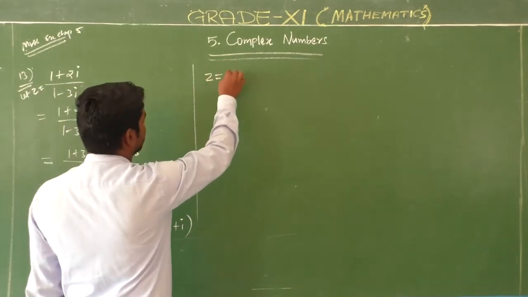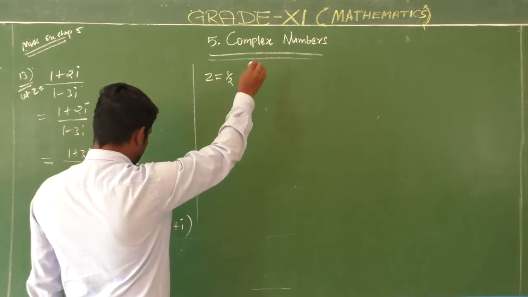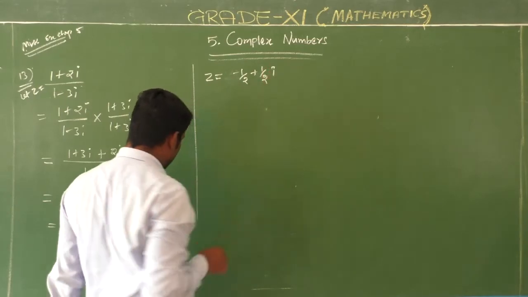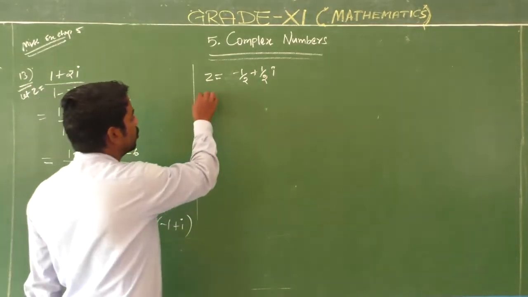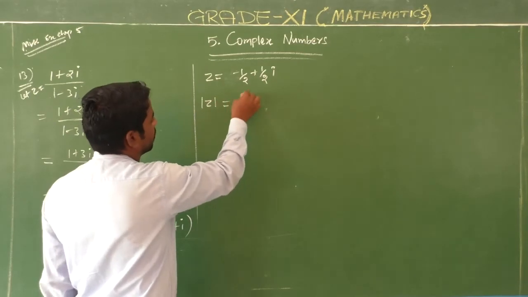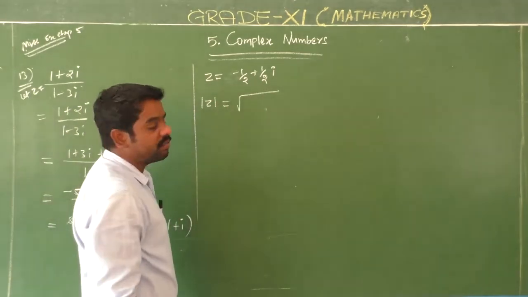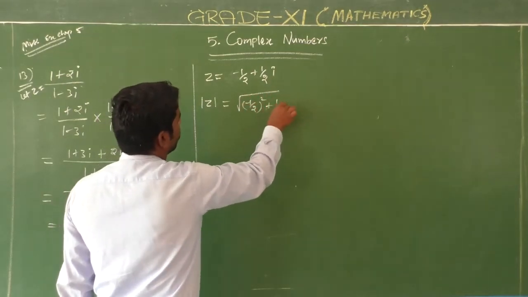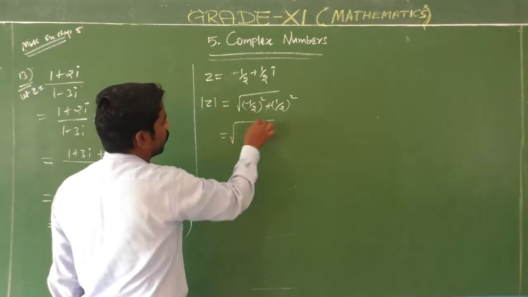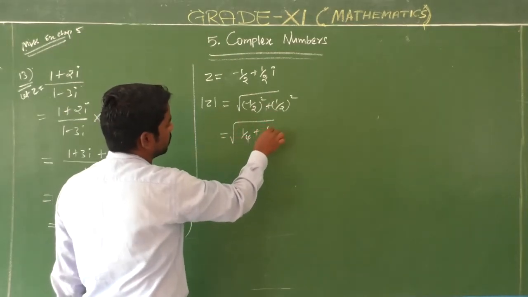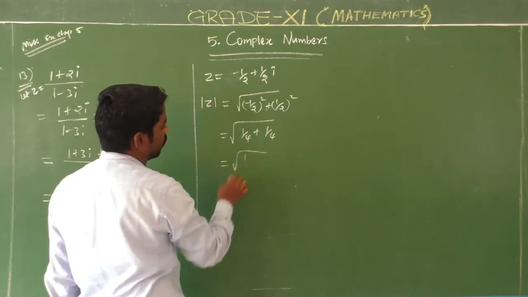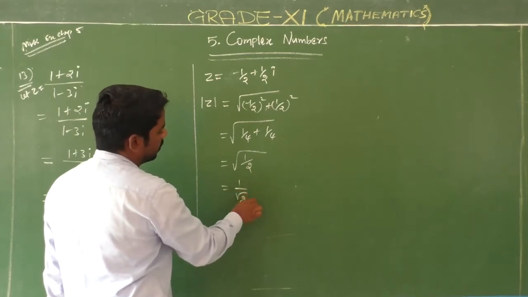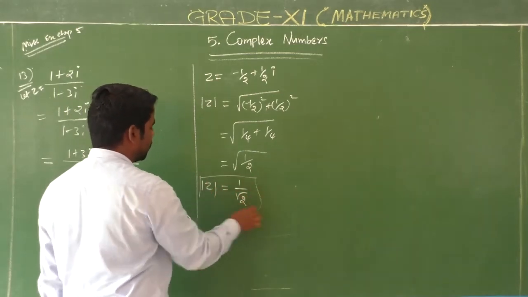The standard form of the given complex number is minus 1 by 2 plus 1 by 2 i. Now the required answer: modulus of z is the root of real part square plus imaginary part square, that is the root of (minus 1 by 2) whole square plus (1 by 2) whole square, which is the root of 1 by 4 plus 1 by 4, that is 1 by 2. So 1 by root 2. This is the modulus of the given complex number.